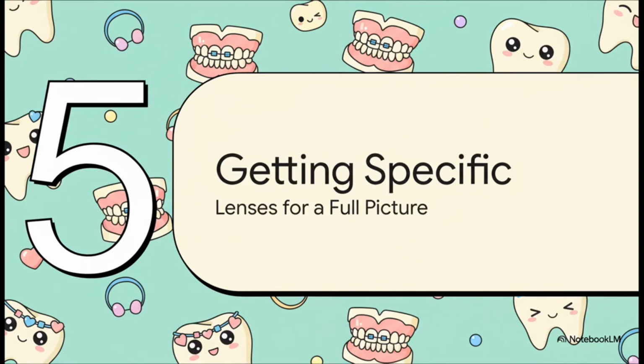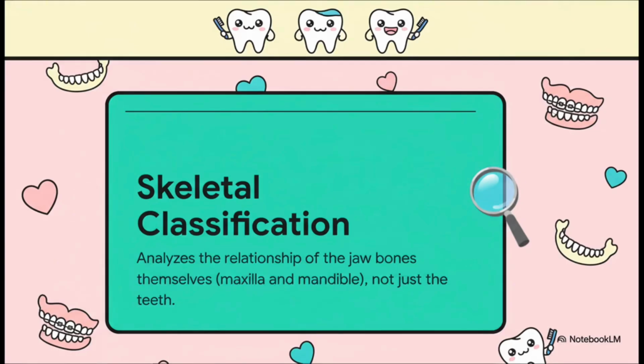Okay, so Angle's system is like the main framework, but orthodontists use a few other tools to get the complete picture. Let's look at how they add some more layers to the diagnosis. Think of this like checking the foundation of the house. Skeletal classification looks right past the teeth and at the jawbones themselves. Is the problem the upper jaw, the lower jaw, or maybe a bit of both? This is absolutely critical for figuring out the right way to fix it.